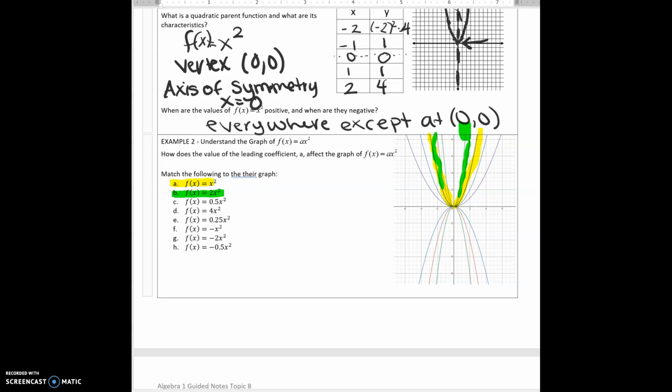So this is B. Well, that's not going to work. Sorry, still getting used to writing on the computer tablet. And then the next one we want to look at is 1/2 x squared. So that's going to make it go smaller. And so when x goes to 2, instead of 4, it would go to 2 because that's 1/2. So it's this one right here.